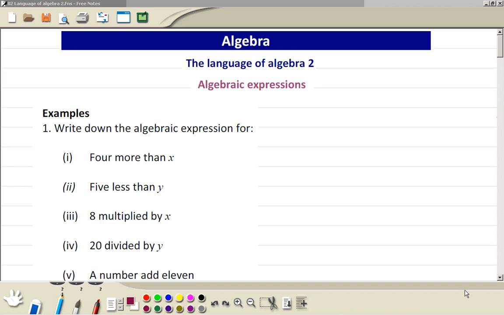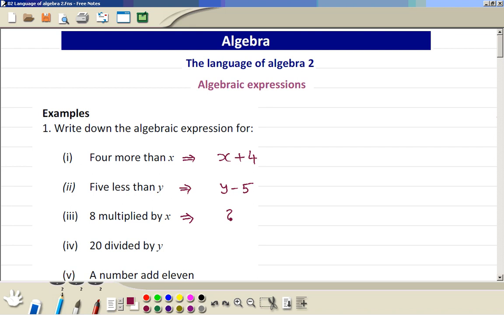Algebra, the language of algebra 2, algebraic expressions. Let's do some examples. Question 1, part 1. 4 more than x means x plus 4. Part 2, 5 less than y. So we have y, then minus 5.